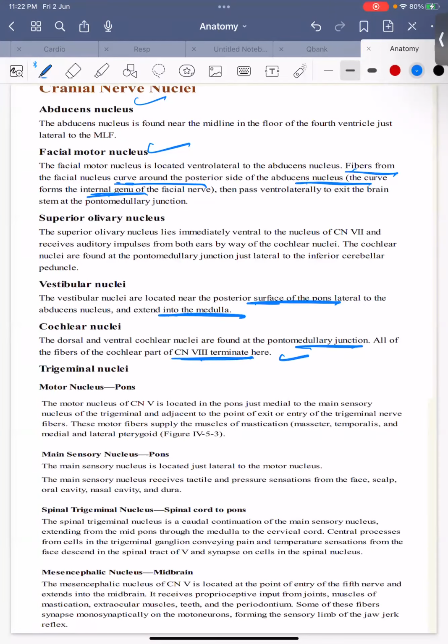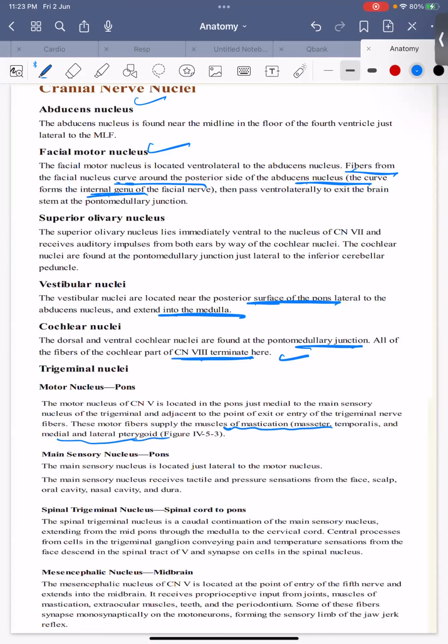Now, trigeminal nuclei: we have different types. We have the motor nucleus of the trigeminal nerve, the main sensory nucleus, the spinal trigeminal nucleus, and the mesencephalic nucleus. The motor nucleus of cranial nerve 5 supplies the muscles of mastication, okay? Like the masseter, temporalis, and lateral pterygoid.